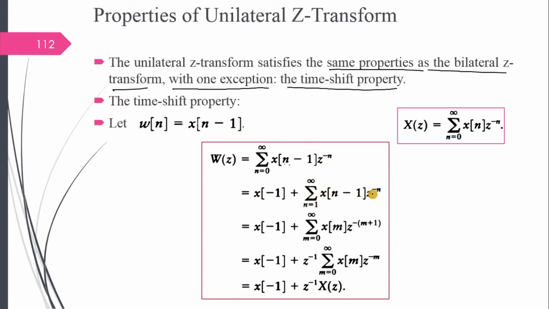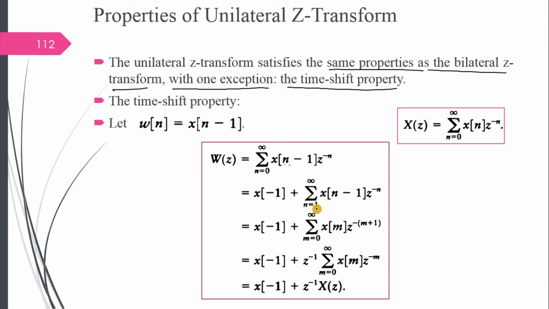I can write it as x of n minus 1 z raised to minus n, because if I put n equal to 1 here, n minus 1 is x of 0. So from a causal system, this x of minus 1, n equal to minus 1, whether it exists or not we don't know. If it exists, initial conditions should be specified. Based on that, whether it is 0 or not, we can decide later. So we take the negative components outside. This is how we need to do the unilateral Z transform.